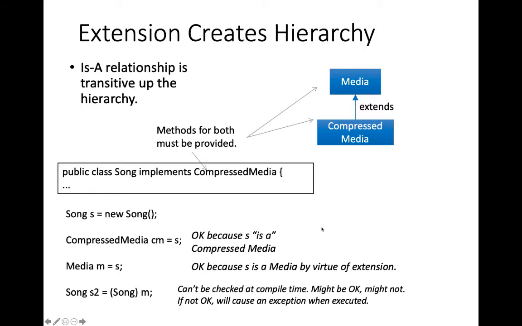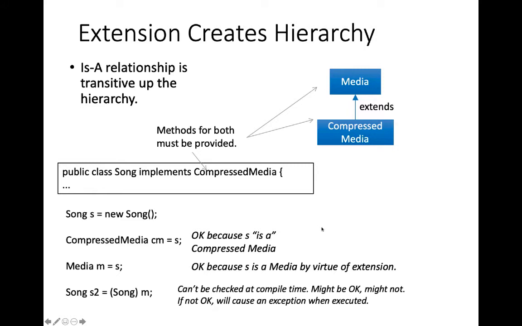Now, the compiler can check whether our relationships are going the correct way. So in those first few lines, where we say compressed media CM equals S, I didn't have to specifically turn my song into a compressed media because that was the natural way of doing things. The compiler, because of the way things are declared, already knows that a song is a compressed media, and so can check to make sure that the thing on the right-hand side really is the right type for what you're assigning it to, and everything's fine, right?